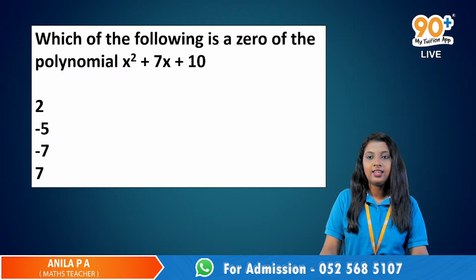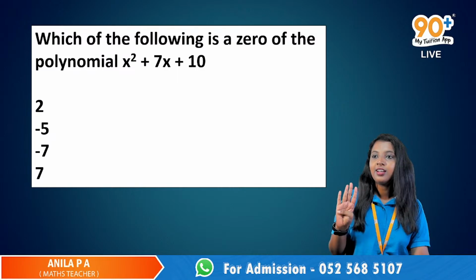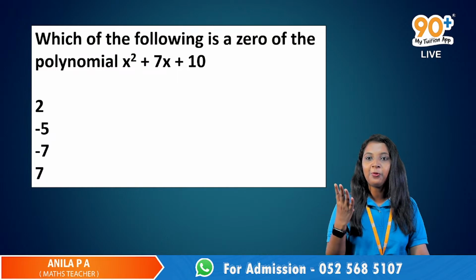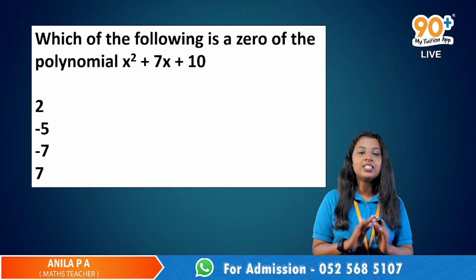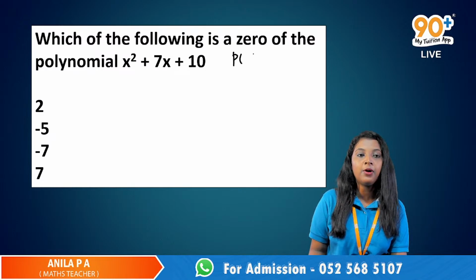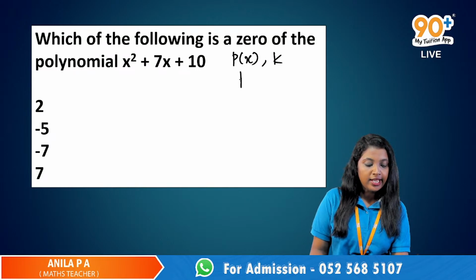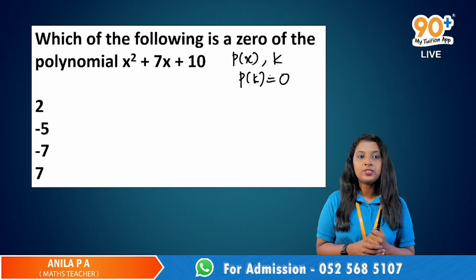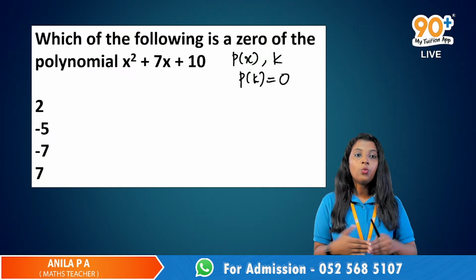Which of the following is a zero of the polynomial x squared plus 7x plus 10? Which is the correct option, 1, 2, 3 or 4? What you can do is use this definition: if p of x is a polynomial and at a point k the value of the polynomial is 0, p of k equals 0, then k is known as a zero of that polynomial.